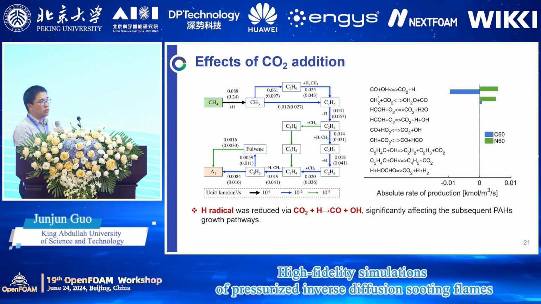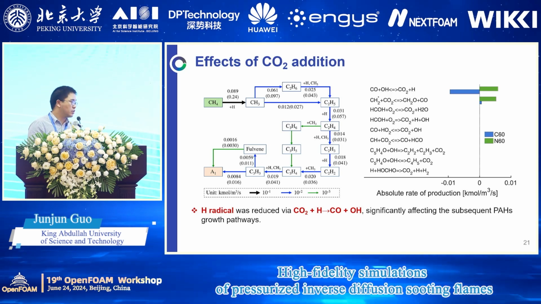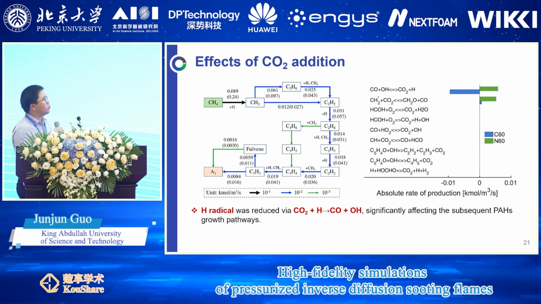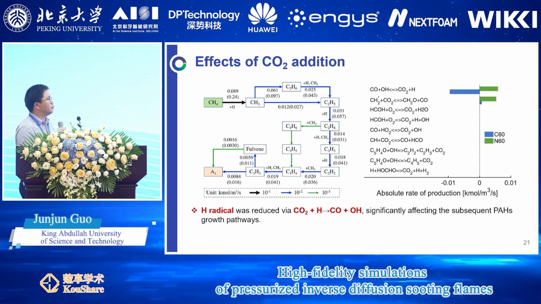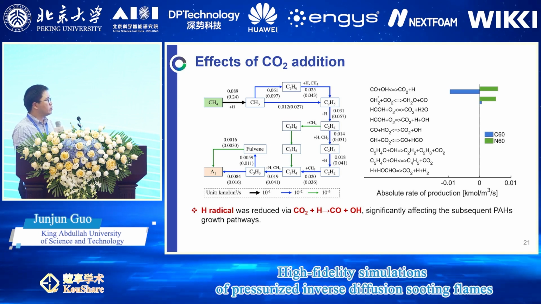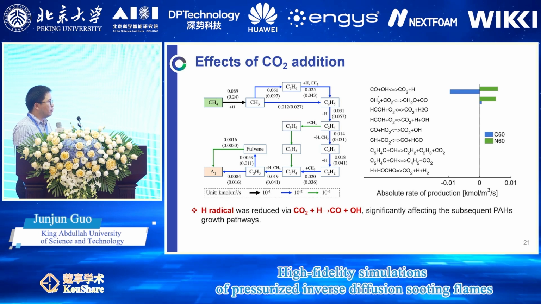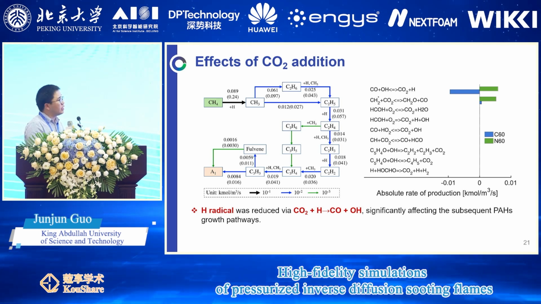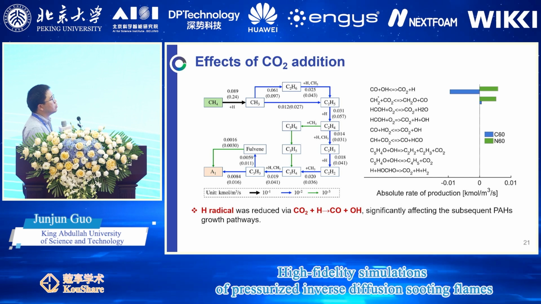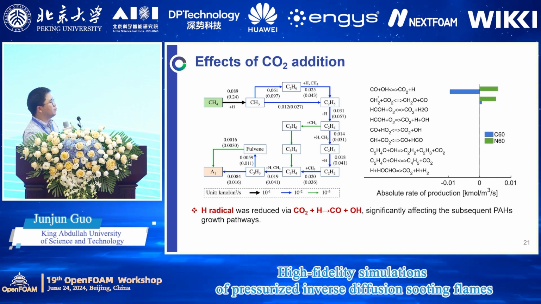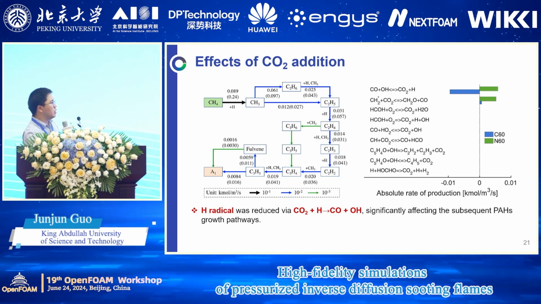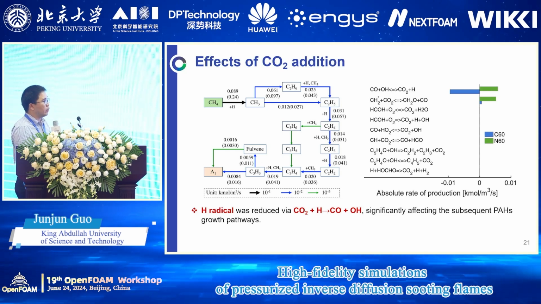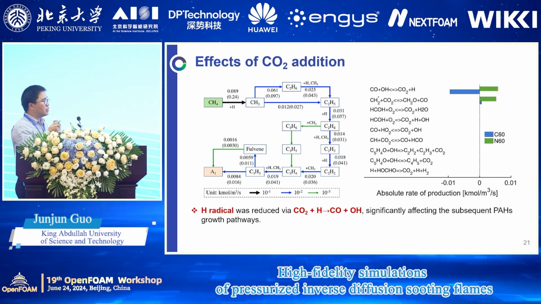So we further studied where these chemical effects come from. We did the pathway analysis for PAH formation. For example, we take benzene as an example. We identified that the H radical has a very important role in this PAH formation, as well as soot. And then we did some sensitivity analysis.